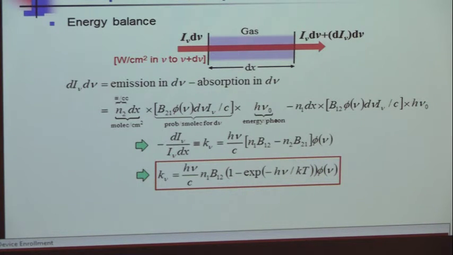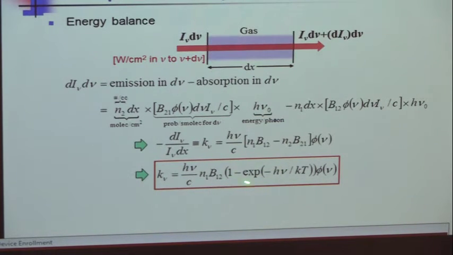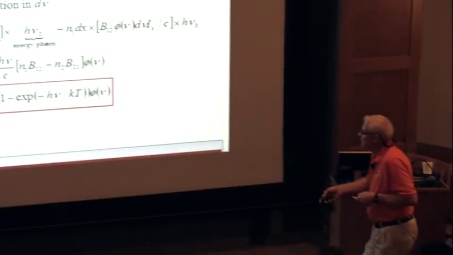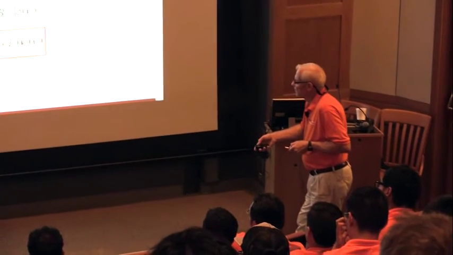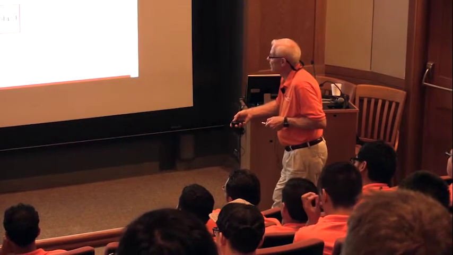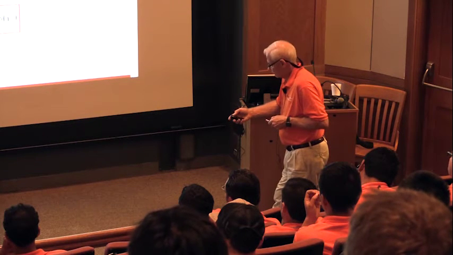In order to calculate K, I need to know T, I need to know B, and I need to know the number density of the species in level 1. Most of the time, this term here looks like 1. This h nu over kT is frequently a big number. So K is linearly proportional to the number density, the Einstein probability, and the line shape function.